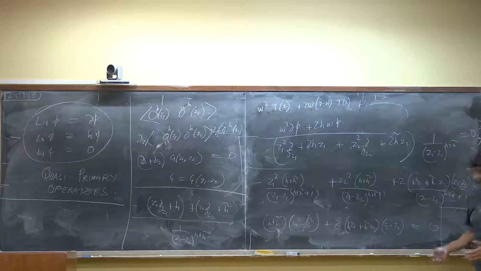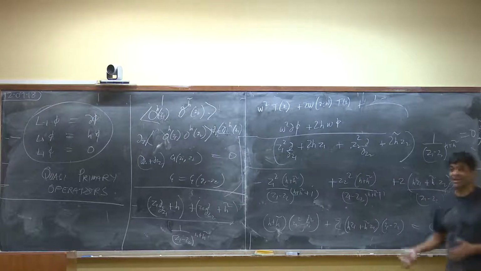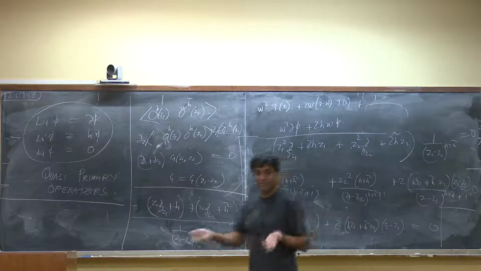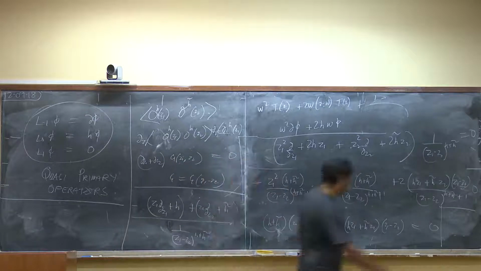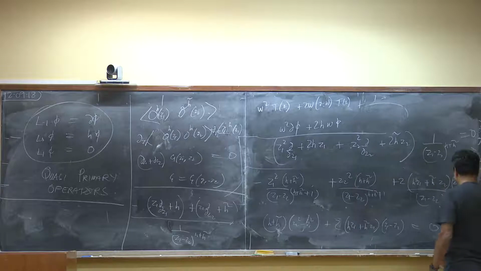Okay. So we deduced something very nice. We deduced the form of 2-point functions. So the 2-point function of O_h with O tilde_h, only when h is the same, is 1 over (z1 minus z2) to the power 2h.